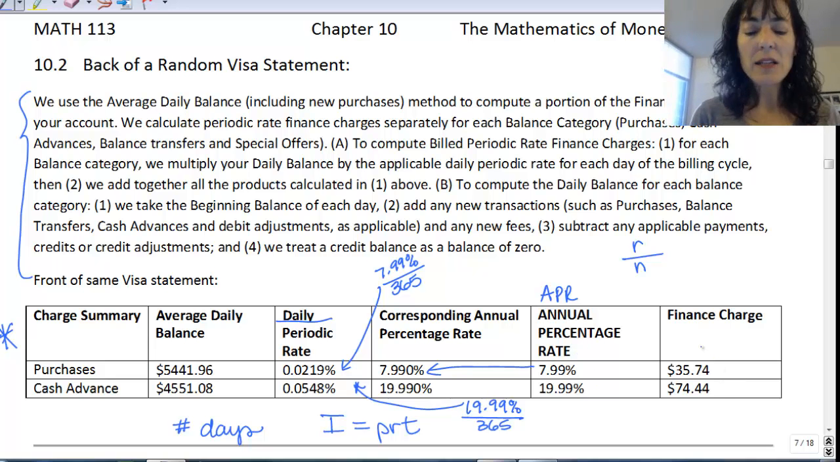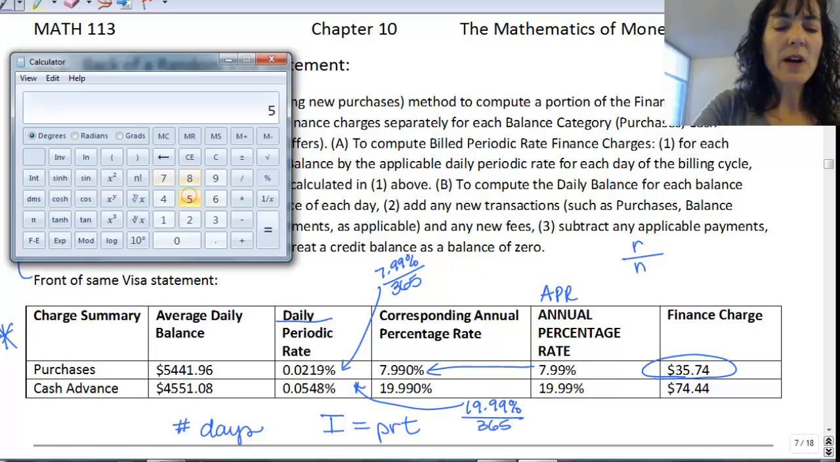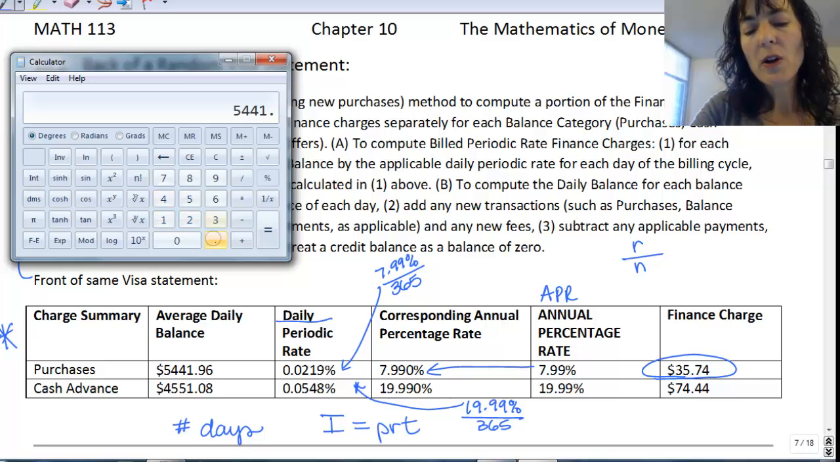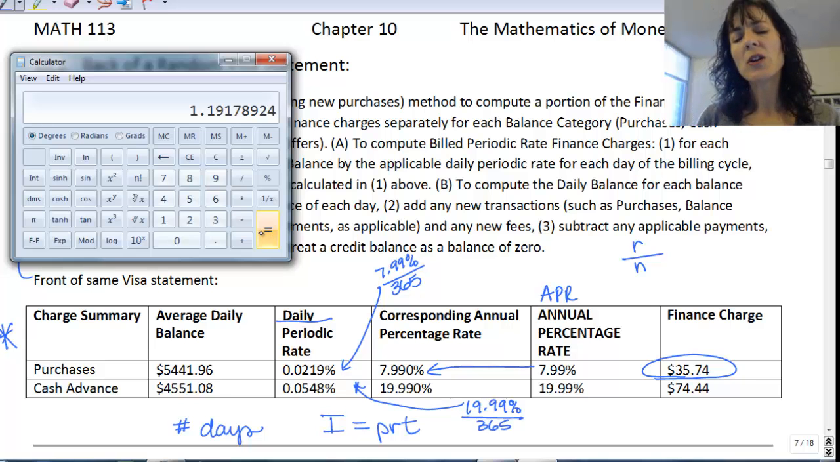All right, last thing, I want to try to figure out this $35.74. So if I look at the average daily balance and then multiply by that daily periodic rate, let's try that. And what do we get? It's 5441.96. I have to change the rate to a decimal, so two more zeros, 0.000219, and I get $1.19. This is way more than $1.19.